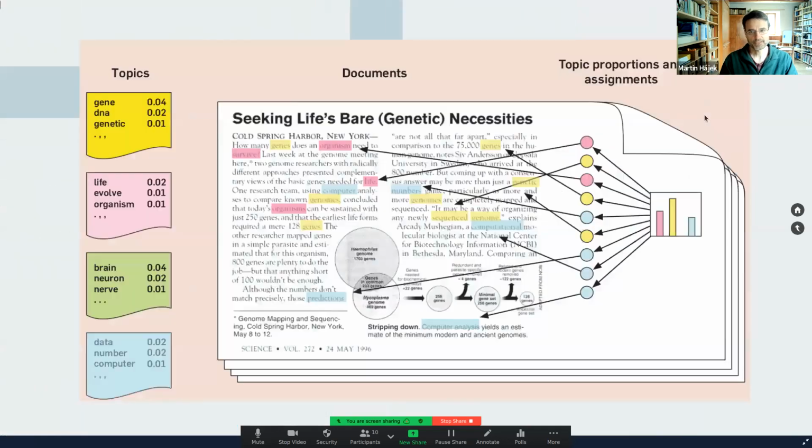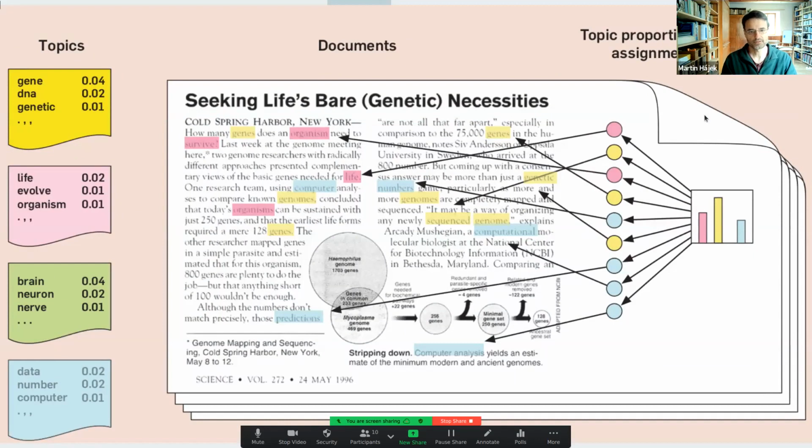There is a picture from one of the papers, it's also in your suggested or even obligatory literature. The method works so that first it calculates topics within the whole corpus, for example, within all our migrant stories. It calculates words that co-occur frequently together. So if there is gene, there is somewhere around also the term DNA, also genetic. If there is the word life, there is also evolved, organism. So it computes words that occur together in the text.